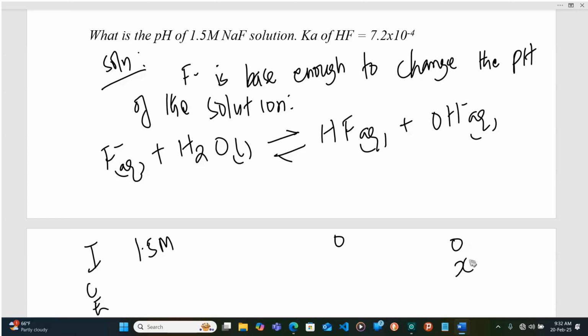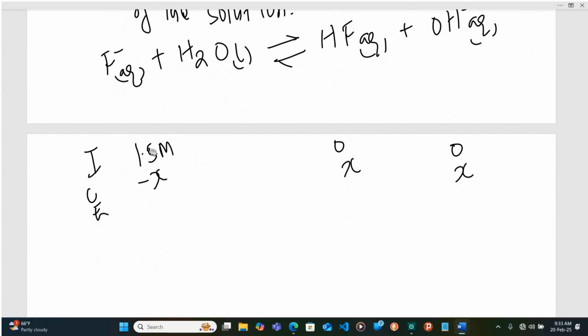So let us assume that the change is X here, and according to the stoichiometric ratio, this will give us X moles. And what does that mean? For the fluoride ions, they will reduce by negative X according to the stoichiometric ratio. So if I add the two, at equilibrium I'll have 1.5 minus X for the fluoride ion. I'll have X of the HF. I'll have X of the hydroxide ion.